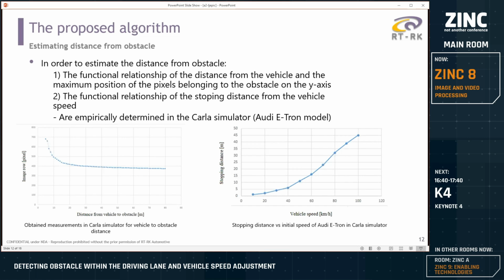After that, we defined the functional relationship of the stopping distance from the vehicle speed. That's some initial speed, which was a vehicle driving, and when we detected some obstacles, we applied maximum braking force. That was empirically determined in Carla simulator by using the Audi e-tron model. So you can see that both of the models are not quite linear.